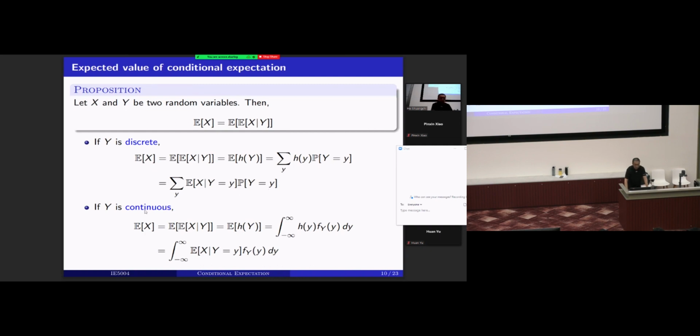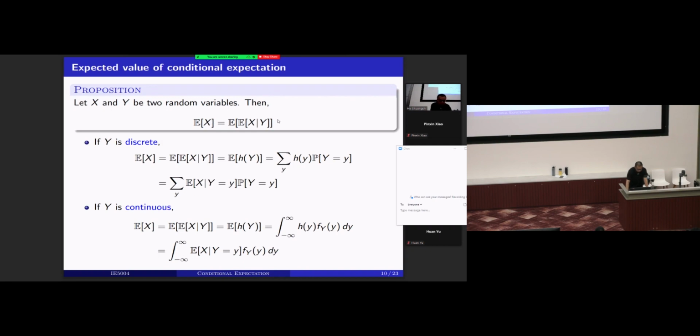And for the continuous case, I think it's similar. You only need to take an integral instead. Everything else will be just the same. The idea is just the same, right? So this is the interpretation of this result.